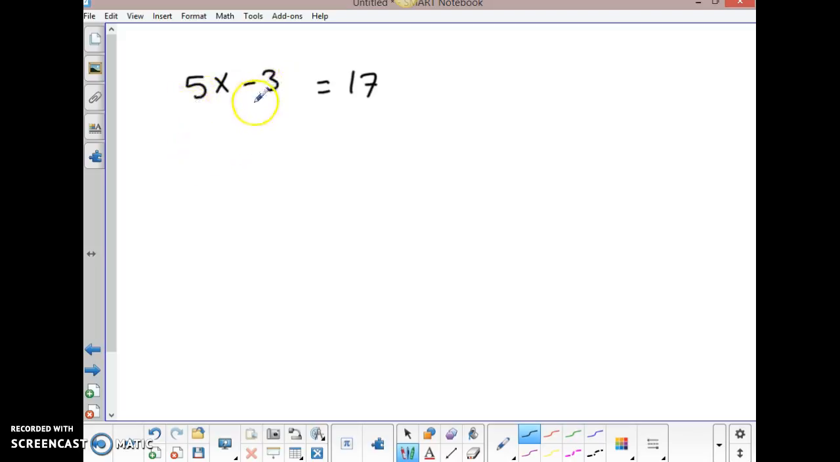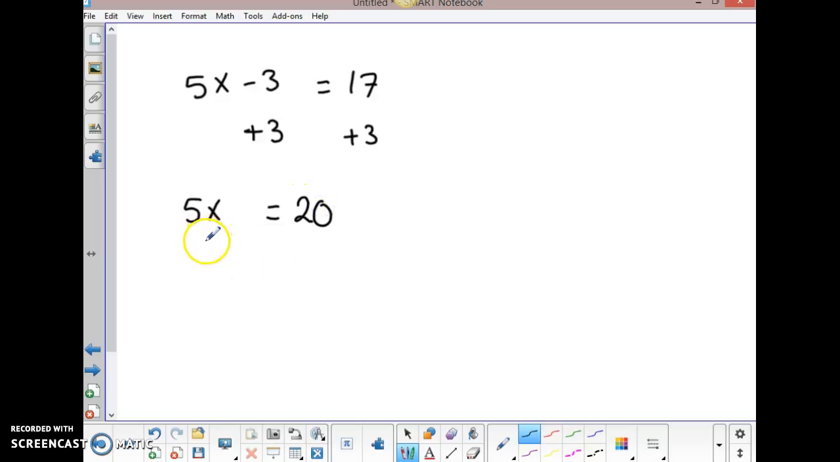And again, since subtraction is weaker than multiplication, we're going to get rid of the 3 first by adding 3 to both sides. Remember, we always do the inverse operation. Now we end up with 5x, negative 3 plus 3 will cancel out, equals 17 plus 3 gives you 20.